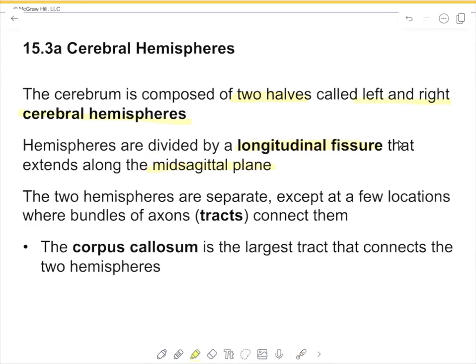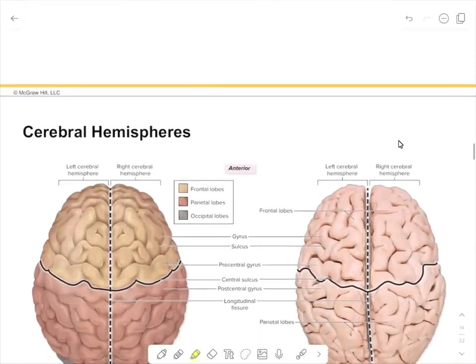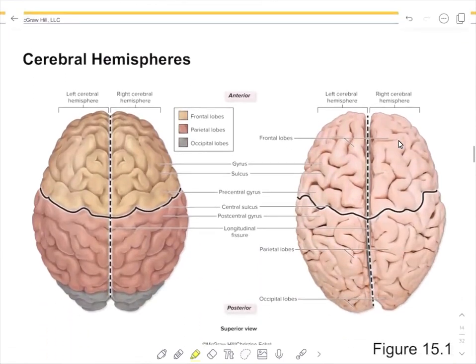The hemispheres are separate, except at a few places where they actually connect, and they connect with bundles of axons or tracts. And now we know that axons are myelinated white matter. We would expect to see those connections as white matter. And the one example of that is the corpus callosum. It's the largest tract that connects the two hemispheres. And that's what we see on this slide.